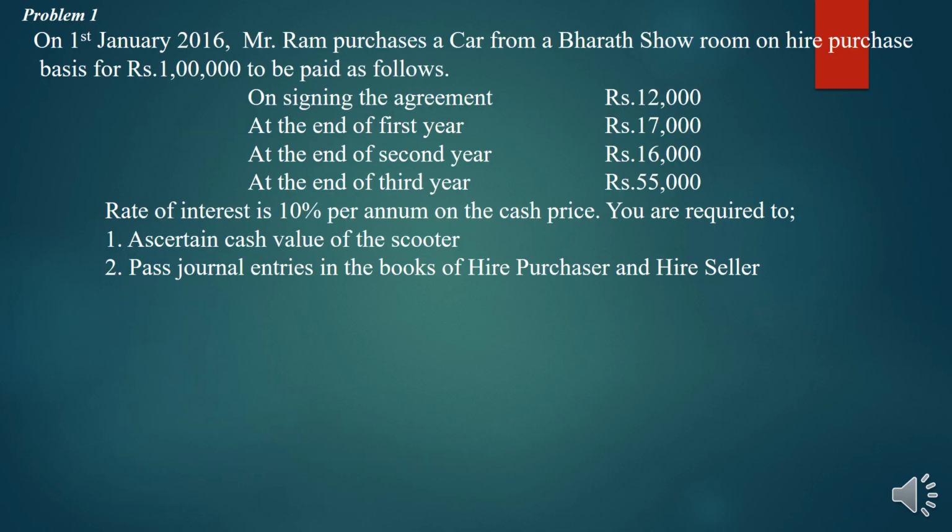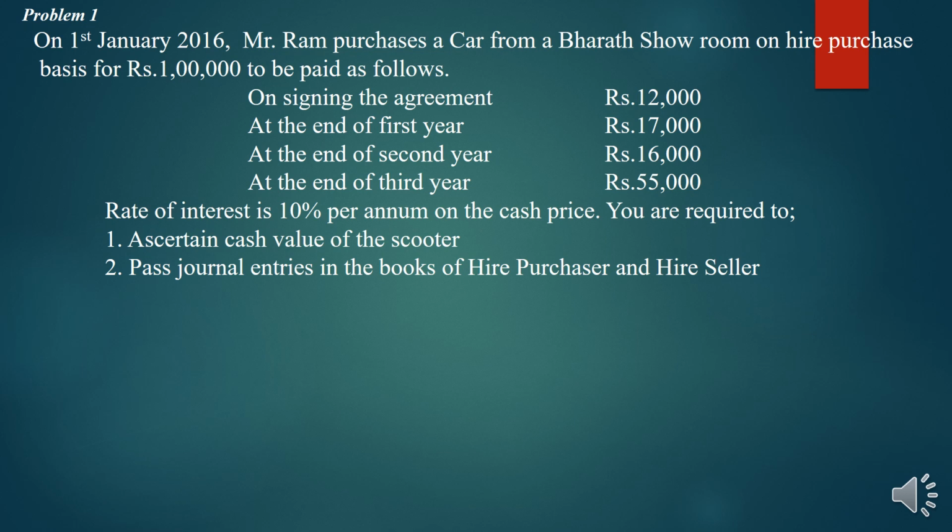Here is the problem. On 1st January 2016, Mr. Ram purchases a car from a Bharat showroom on hire purchase basis for rupees 1 lakh, to be paid as follows: on signing the agreement, rupees 12,000; at the end of the first year 17,000; at the end of the second year 16,000; and at the end of the third year 55,000. Rate of interest is 10% per annum on cash price. You are required to ascertain the cash value of the scooter, as well as pass the journal entries in the books of hire purchaser and hire seller.